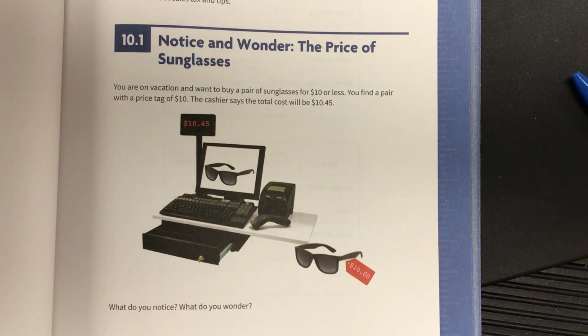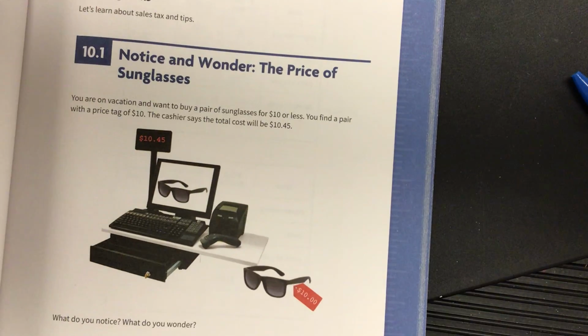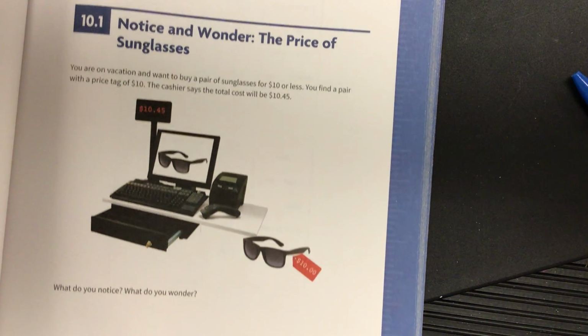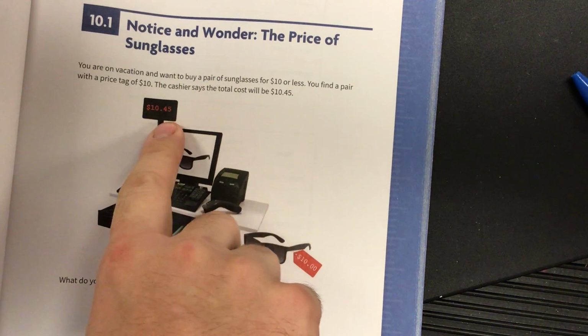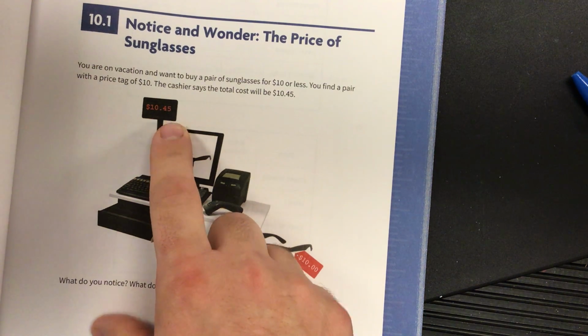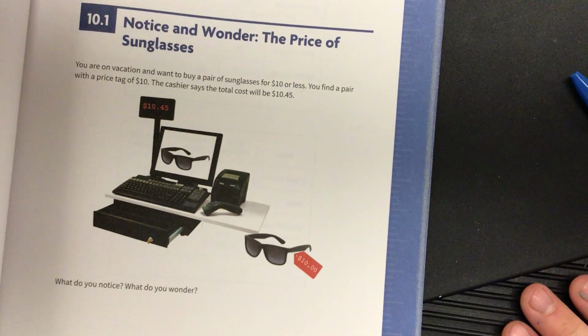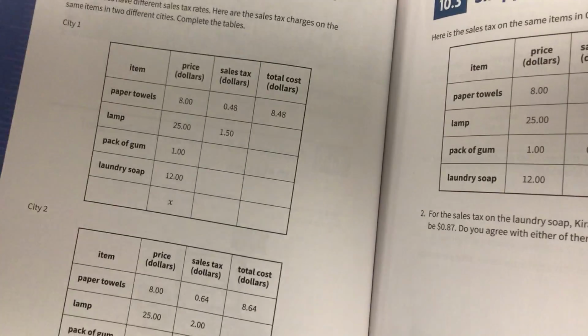So again, this can't get any more real life than this lesson. Again, I really like the book with all the real life examples, but tax and tip especially, everybody can deal with that. Anybody that's bought anything has paid taxes on it. So if you look at the first one, we won't even talk about what do you notice, what do you wonder, but you'll notice the sunglasses are $10, but the cash register says $10.45. Obviously, the reason for that is tax. Okay, next page.